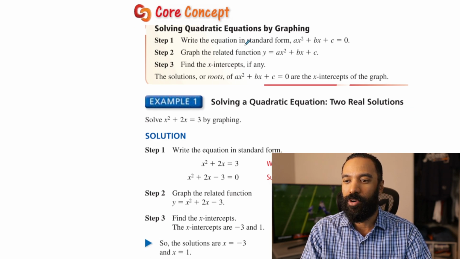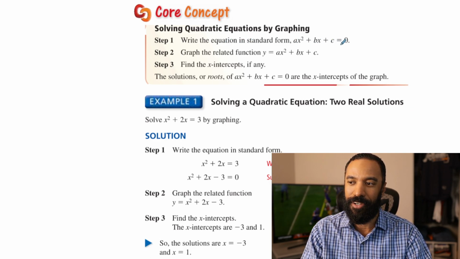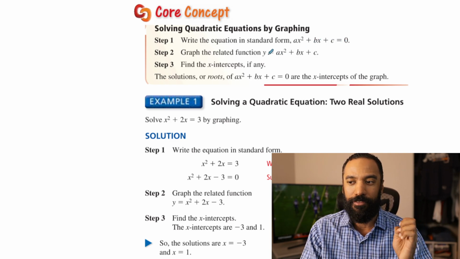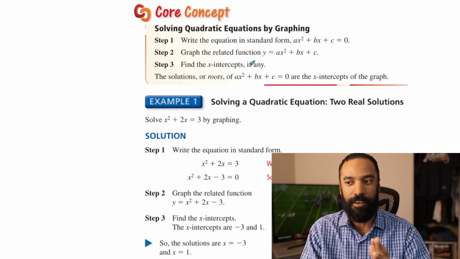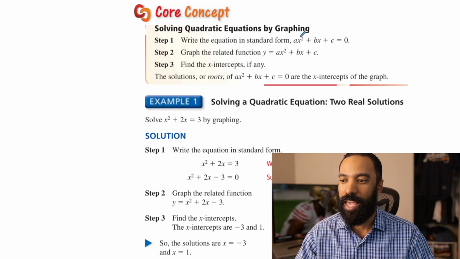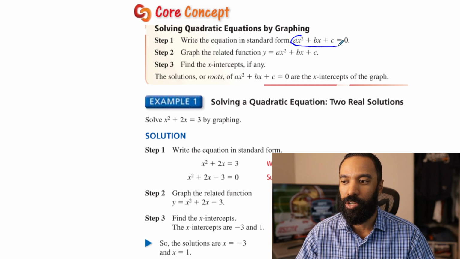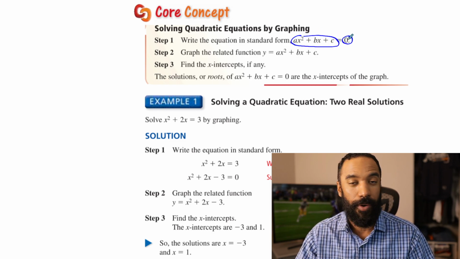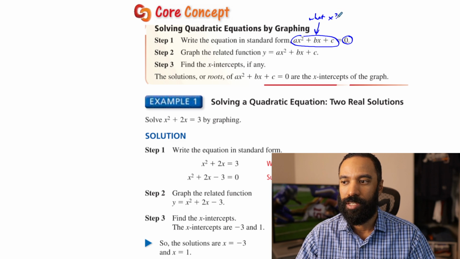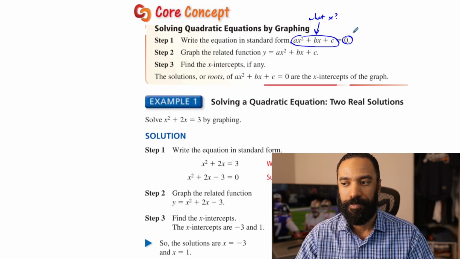So, to solve by graphing, we are going to write it in standard form, or set it equal to 0, and we're going to graph the y equals version of it and find the x-intercepts. Here's what we're really doing. We have an expression right here, and we have an expression right here. 0 is indeed an expression. I want to know what value of x gives me 0.